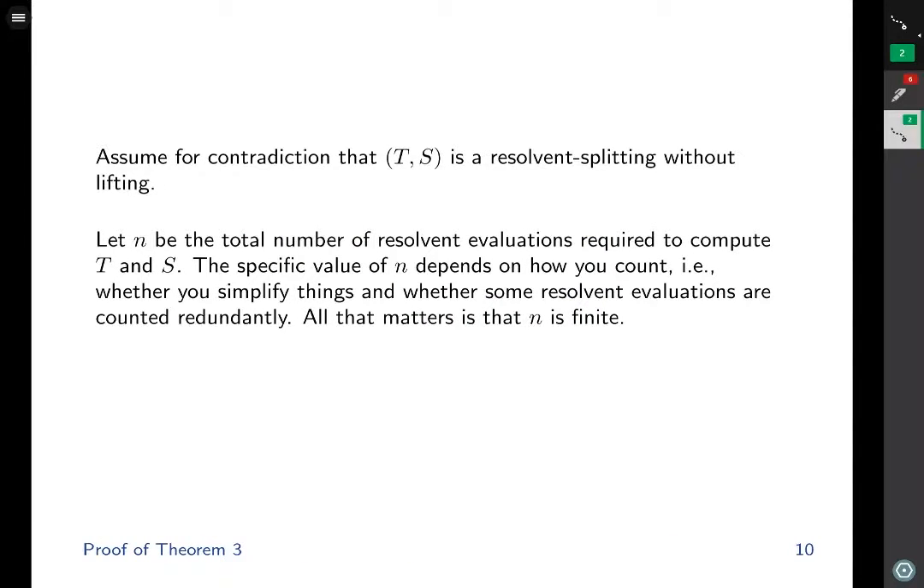Assume for contradiction that T, S is a resolvent splitting without lifting. In the first stage of the proof, we will set up the notation. Let N be the total number of resolvent evaluations required to compute T and S. The specific value of N depends on how you count. In other words, the specific value of N depends on whether you simplify things and whether some resolvent evaluations are counted redundantly. All that matters is that N is finite.